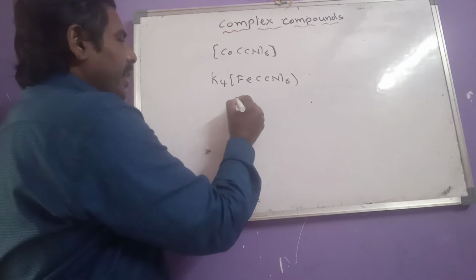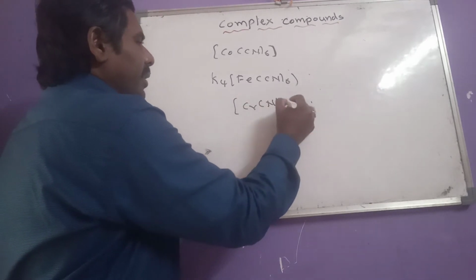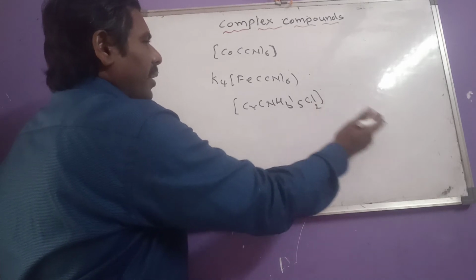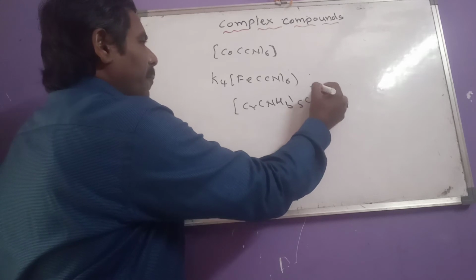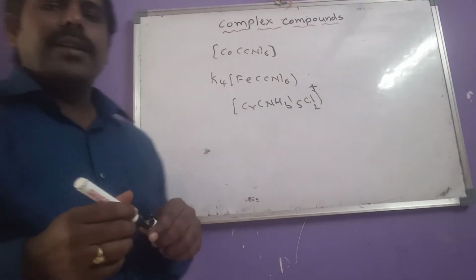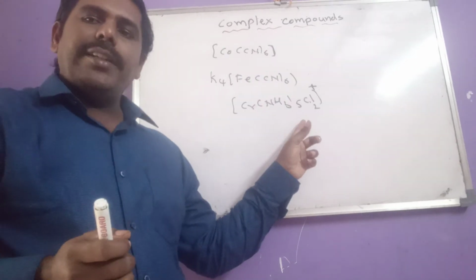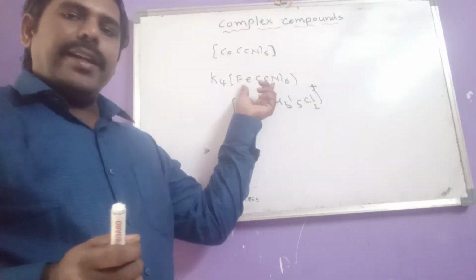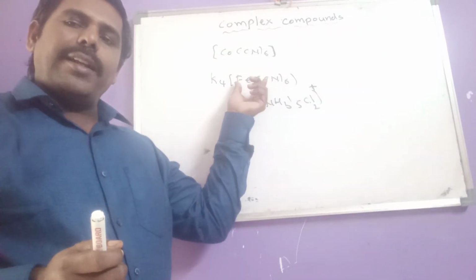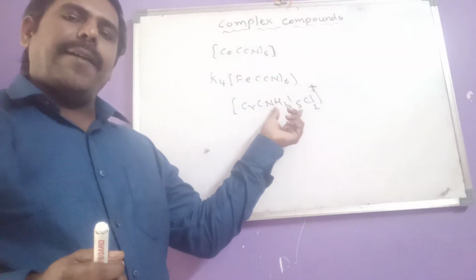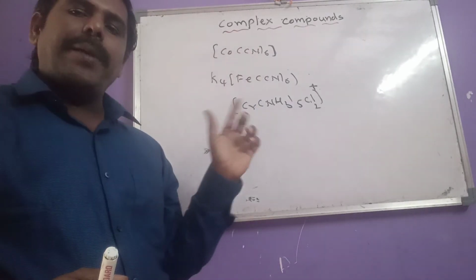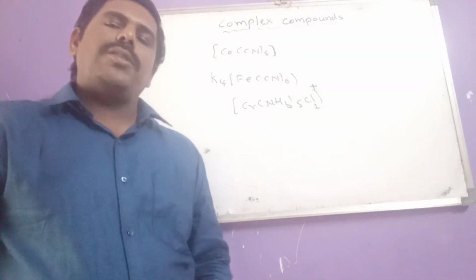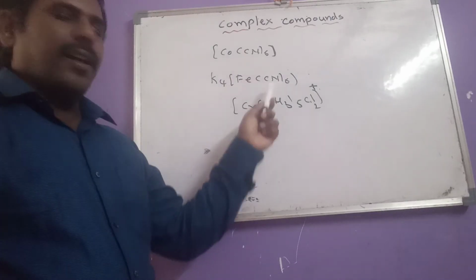One example here: [Cr(NH3)5Cl]Cl2. If the Cl- ion goes away, we get a positive charge on this coordination sphere. So this is called a positive complex compound. This is a negative complex compound, that means an anionic complex compound. This is a cationic complex compound. This is a neutral complex compound. So these are the different types of complex compounds.